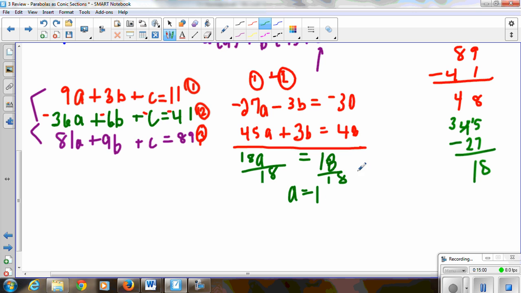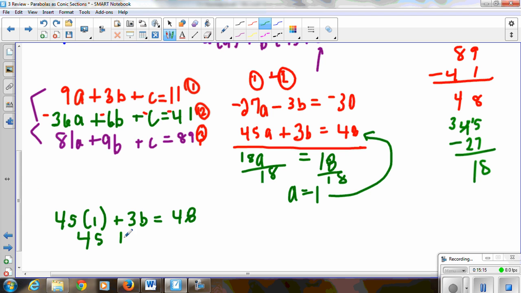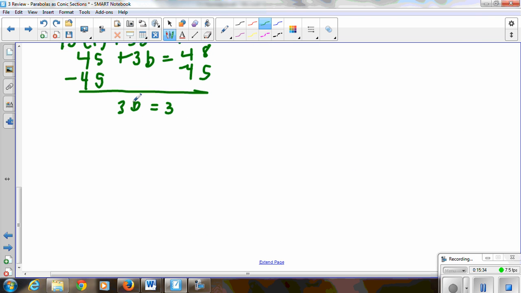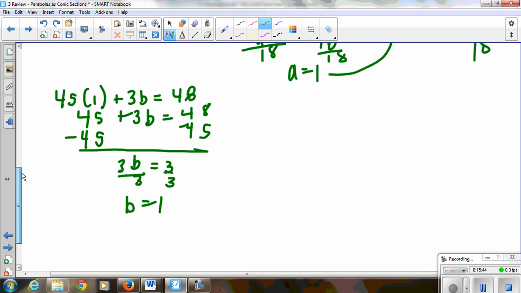So now that I know that A is 1, I'm just going to go ahead and plug it into one of these two equations. I'm just going to plug it into the second one. So when I do that, I'm going to have 45 times 1 plus 3B is equal to 48. And so 45 times 1 obviously is 45. And if I subtract that from both sides, I get that 3B is equal to 3. And if I divide both sides by 3, I find that B is also equal to 1. So that's great. Now I have values for A and B.